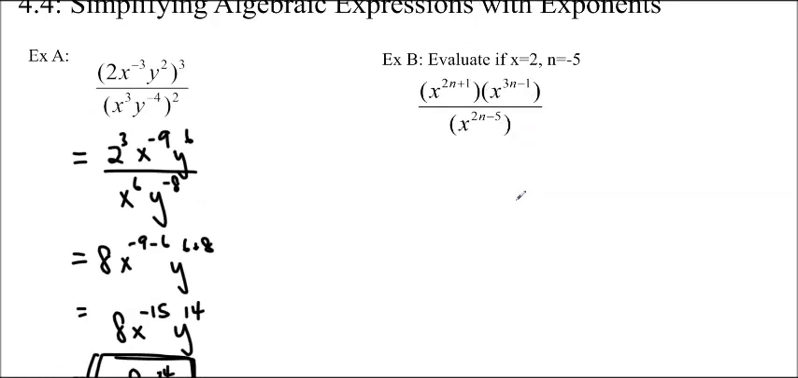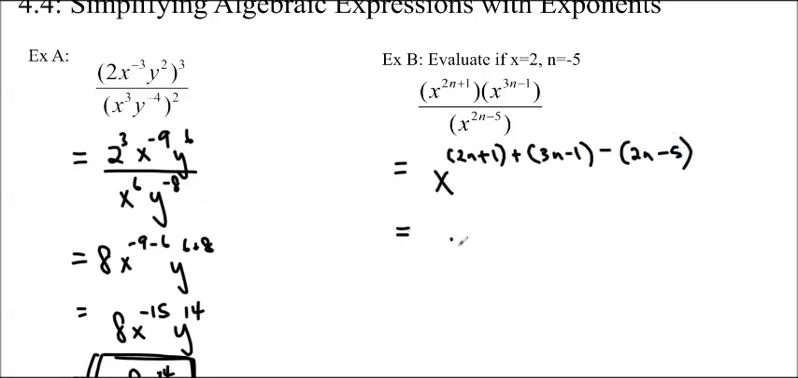Okay. And this one we might need to evaluate something. So the first thing we might want to do is actually to add everything together and do it that way. So just use the rules, product and quotient rules. So I'll get x to the 2n plus 1 plus 3n minus 1 minus 2n minus 5. And don't forget to use your distributive property when you use the negative. So I'm going to get x, 2n plus 3n minus 2n is 3n, and 1 minus 1 plus 5 is plus 5. So I get x to the 3n plus 5.